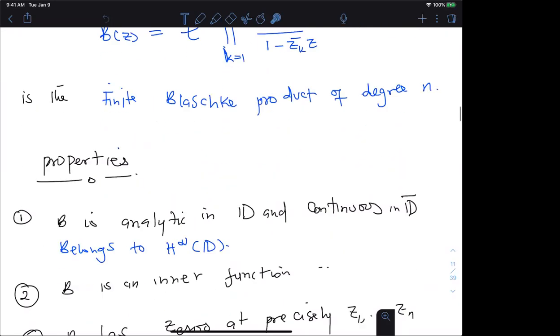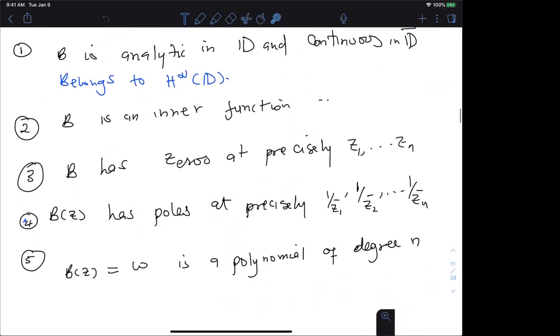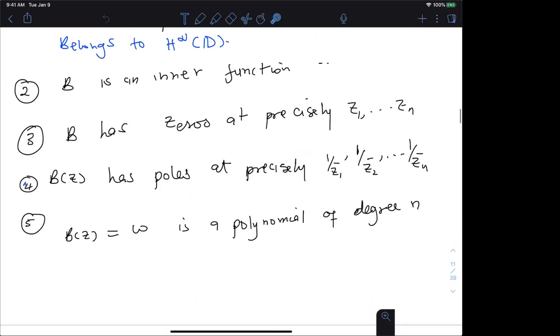Those form precisely the zeros of the Blaschke product. And it has poles at precisely the reciprocals of the conjugates of the elements of the Blaschke sequence. And then lastly, the equation B(z) = omega, where omega here is any complex number, is a polynomial of degree n.